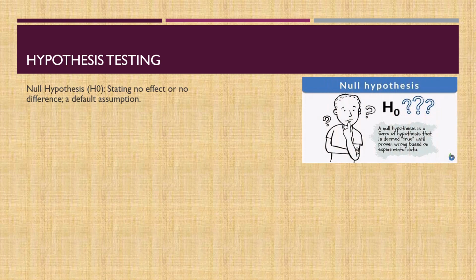And hypothesis testing basically includes stating a null hypothesis, and a null hypothesis in most cases states no effect or no difference, or is the default assumption. So the null hypothesis is a form of hypothesis that is deemed true until proven wrong based on experimental data. For example, let me give you a scenario.